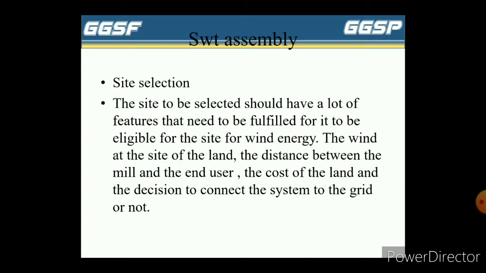The small wind turbine assembly. Site selection. The site to be selected should have a lot of features that need to be fulfilled for it to be an eligible site for the wind energy plant. These include the wind at the site, the distance between the mill and the end user, the cost of the land, and the decision to connect the system to the grid or not.